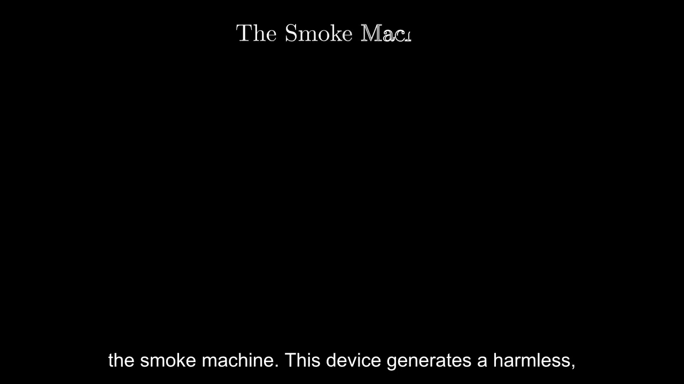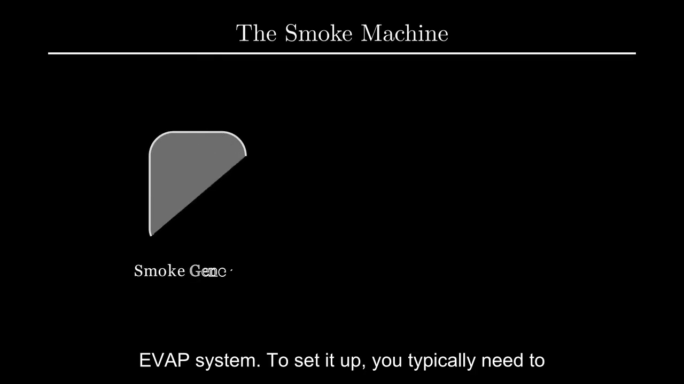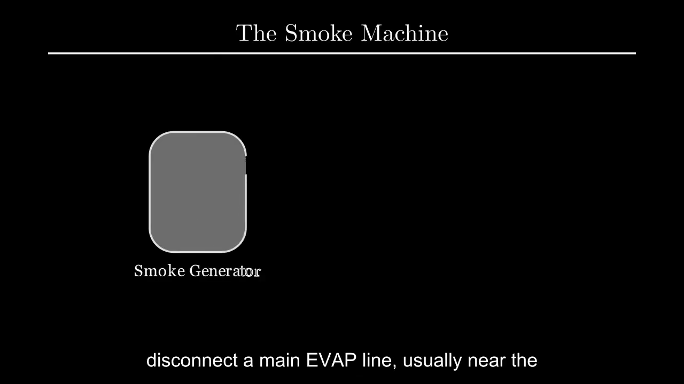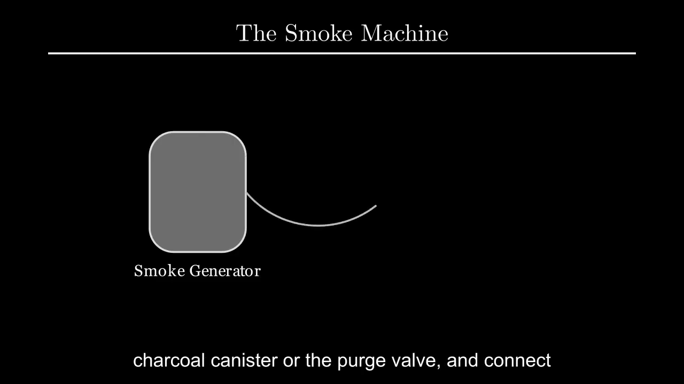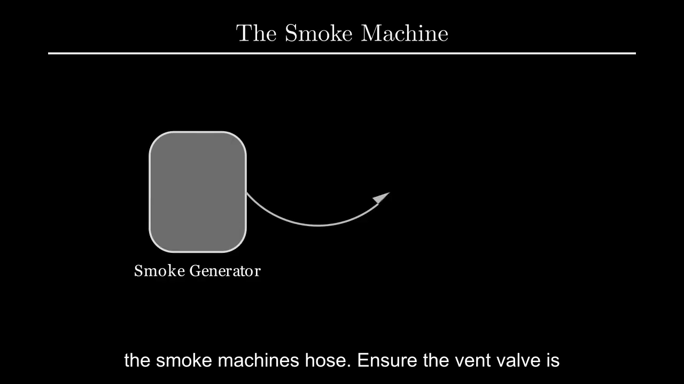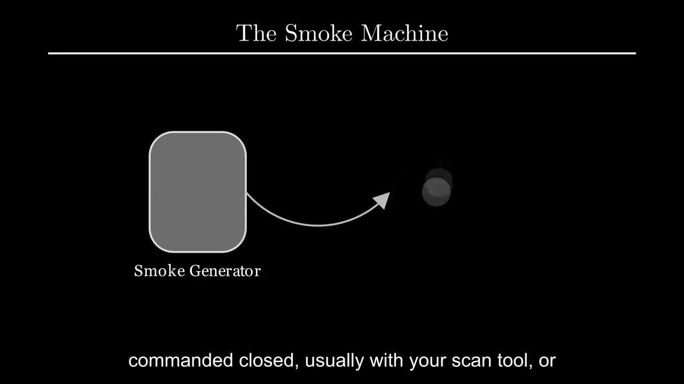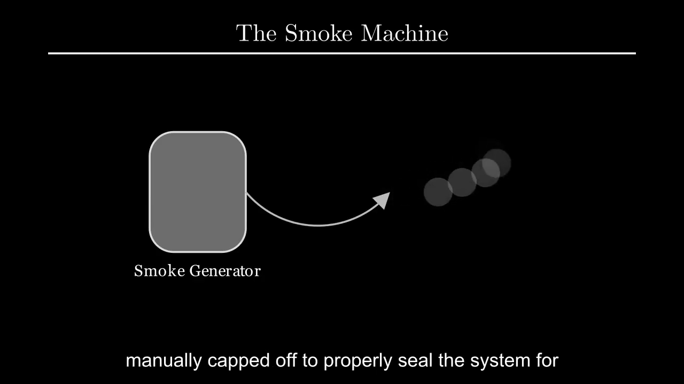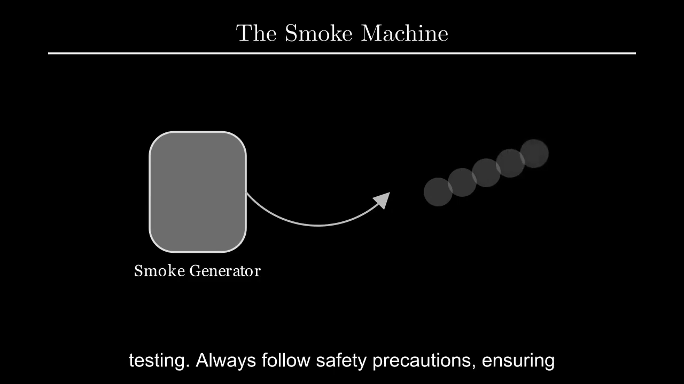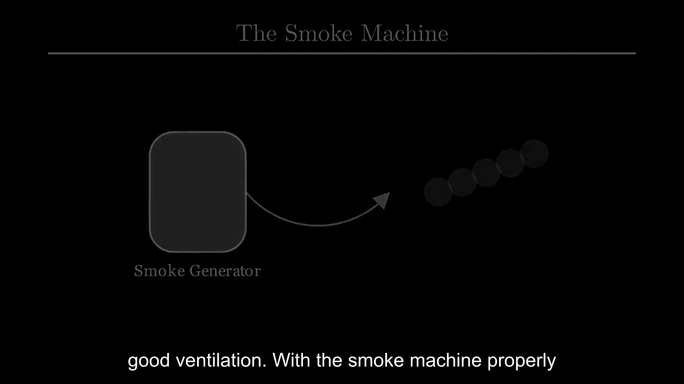Now for one of the most effective tools in an EVP technician's arsenal, the smoke machine. This device generates a harmless, dense smoke that can be introduced directly into the EVP system. To set it up, you typically need to disconnect a main EVP line, usually near the charcoal canister or the purge valve, and connect the smoke machine's hose. Ensure the vent valve is commanded closed, usually with your scan tool, or manually capped off to properly seal the system for testing. Always follow safety precautions, ensuring good ventilation.